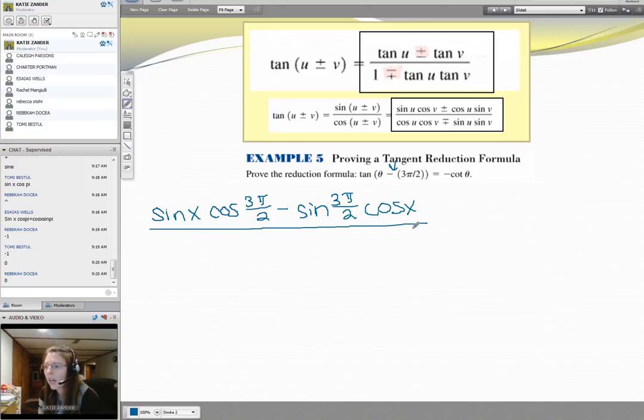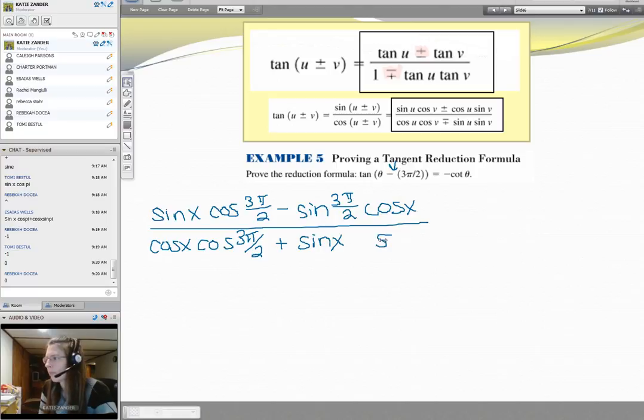Any questions with the numerator piece of it? So essentially we just did the difference of sines identity in the numerator. And then we'll go ahead and do that difference of cosines in the denominator. So that's cosine of x, cosine of 3 pi over 2. Now we want to use a plus sign here, sine of x times sine of 3 pi over 2.